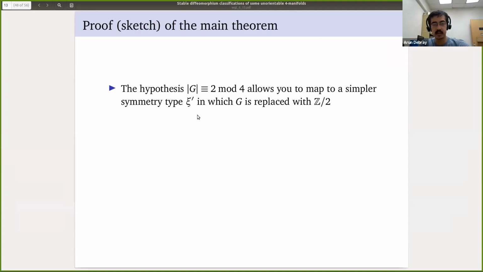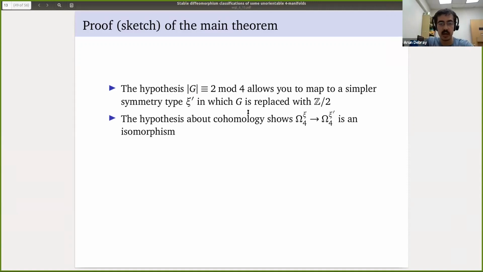Basically, the hypothesis that G is 2 mod 4 allows you to map to a much simpler symmetry type, where you say, G is complicated, let's just look at Z mod 2. And the hypothesis that Z2 acts trivially on the cohomology of K says that the bordism groups are the same. So this is just an algebraic topology argument where you say, I have control over this entry in this spectral sequence, and therefore the map is the same.